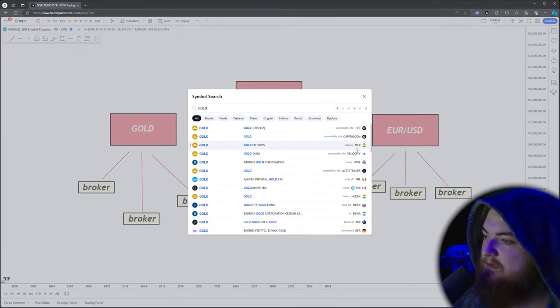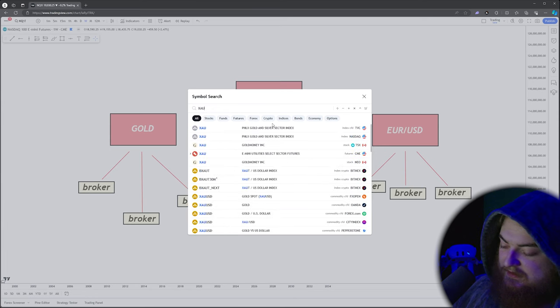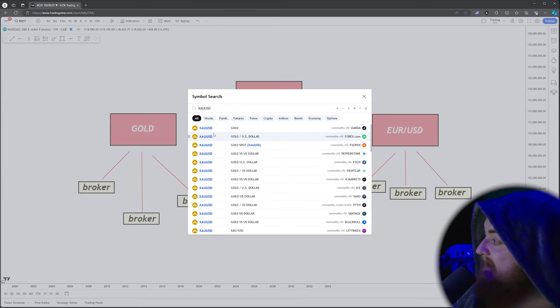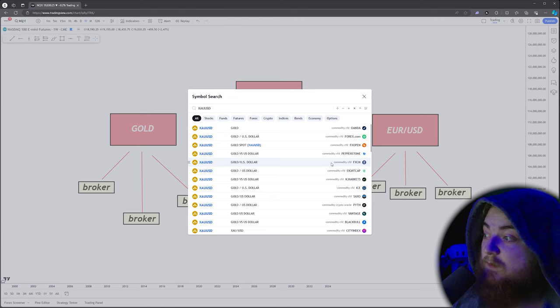We have TradingView, we have Capital.com, we have MXC, we have Velocity, whatever this is, and then we also have the futures charts, and then we also have XAU USD, and then inside of XAU USD, we have, well, do I use Oanda? Do I use Forex.com? Do I use Pepperstone? And all of these are different data feeds. And what you'll notice is that they're all different charts. They all have different price action.